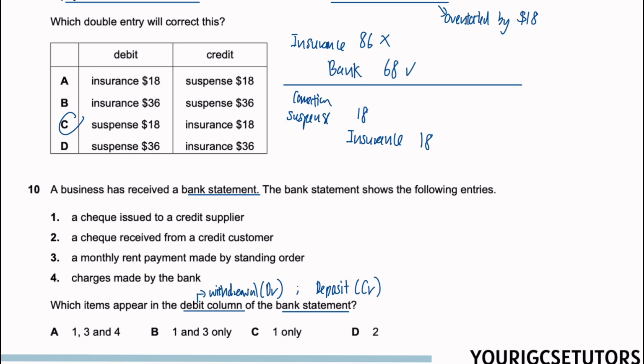Okay, so let's go. First, a check issued to a credit supplier. You issued a check, which means you remove money, so it's debit. Yeah, it's correct, because you withdraw it. Second, a check received from a credit customer, so this should be credit because your bank balance increased. So this is not debit. Third, a monthly rent payment made by standing order. So again, money withdrawn, so debit. Fourth, charges made by the bank, yes, so it's debit. It removed from a bank account, so 1, 3, and 4 is the final answer.